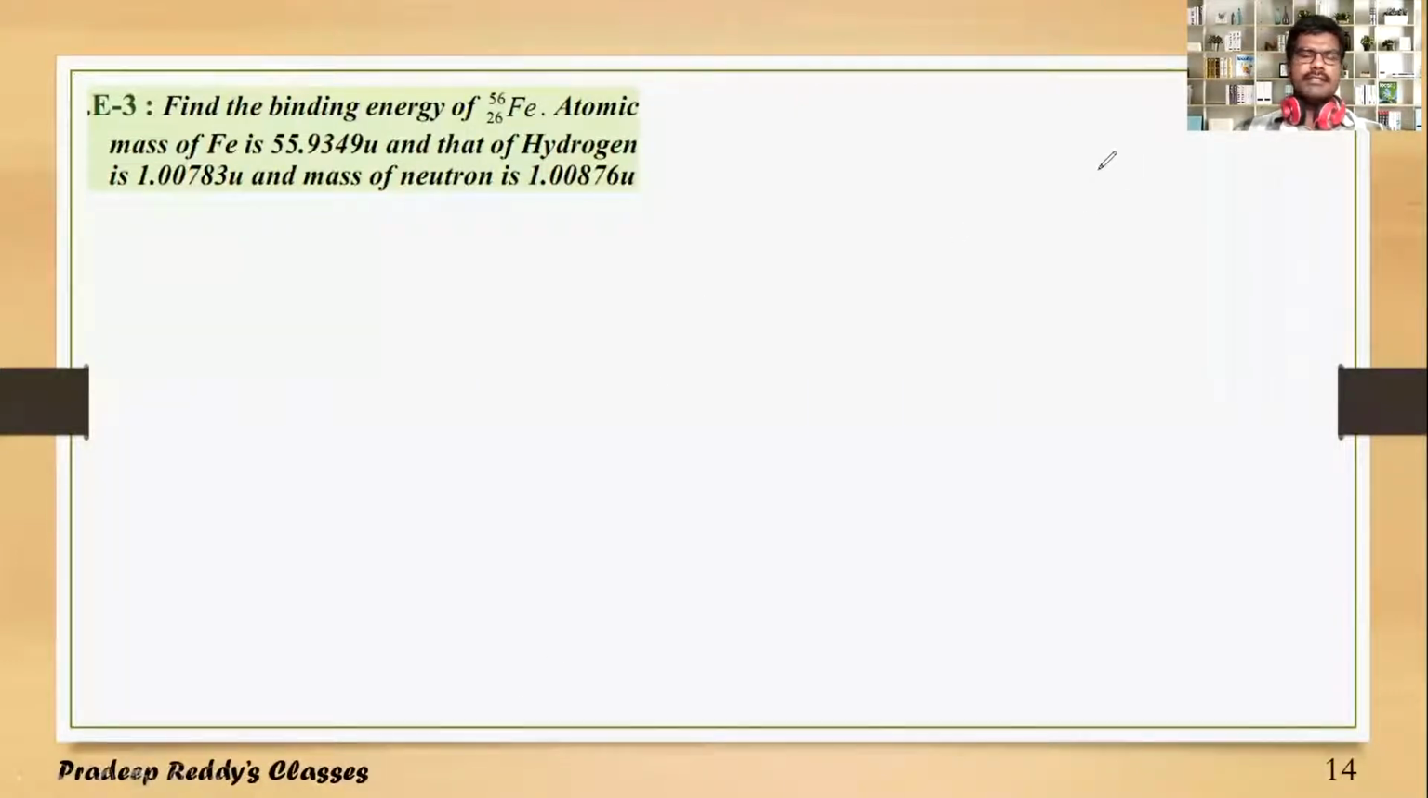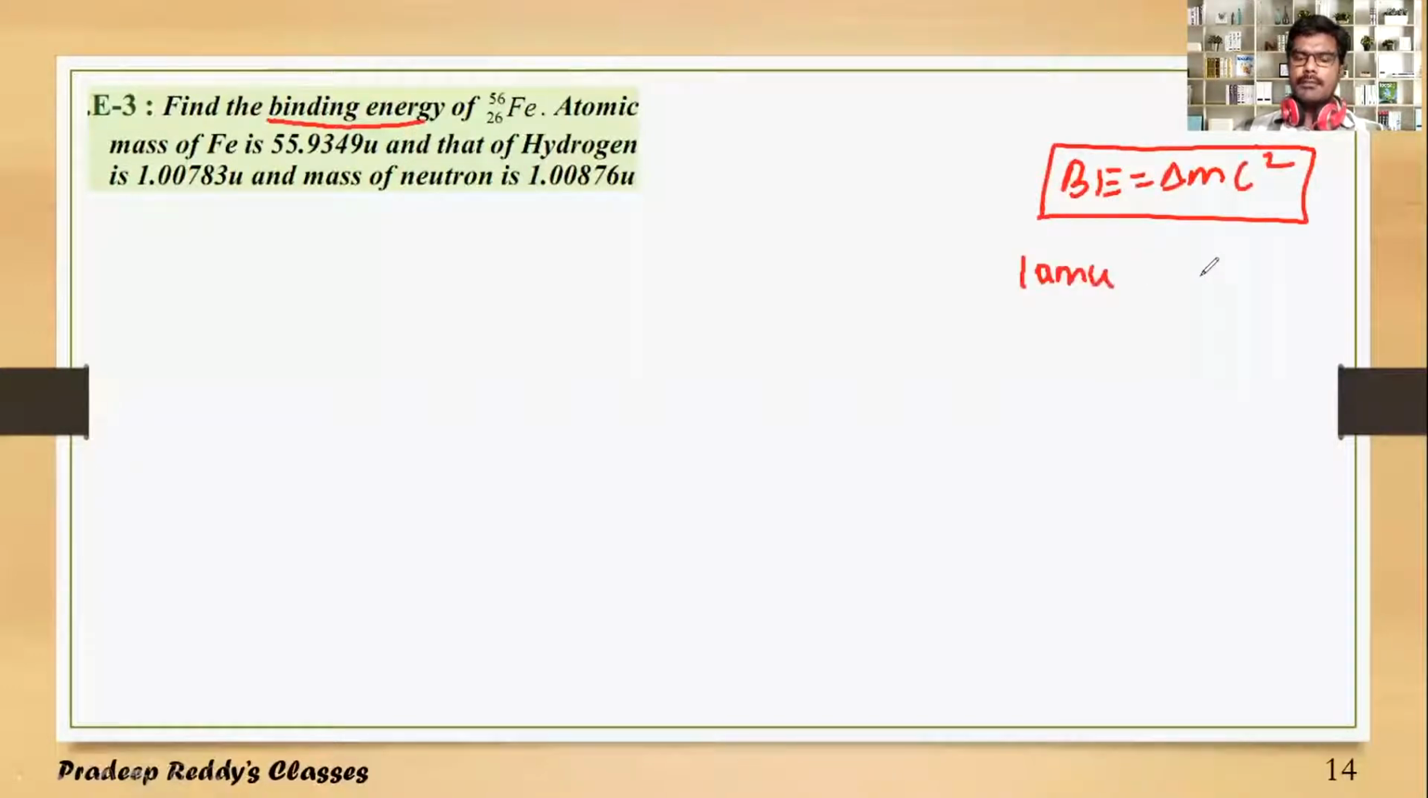Students, we already have discussed mass defect and binding energy, and binding energy is equal to delta M into C square. We have one problem now. You should calculate binding energy. So we will be using this relation, and you can use this relation: 1 AMU. One atomic mass unit is also represented with U.